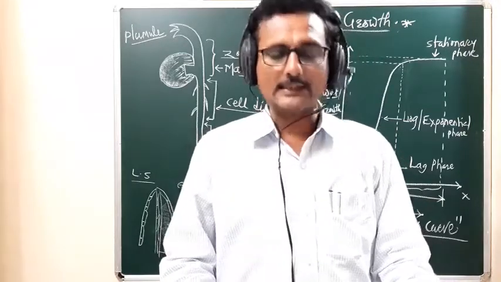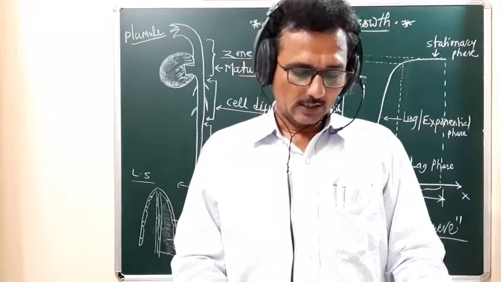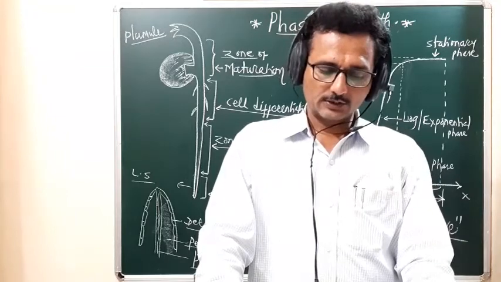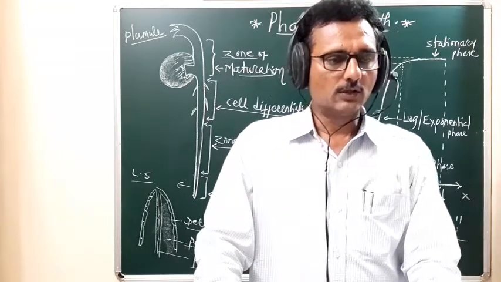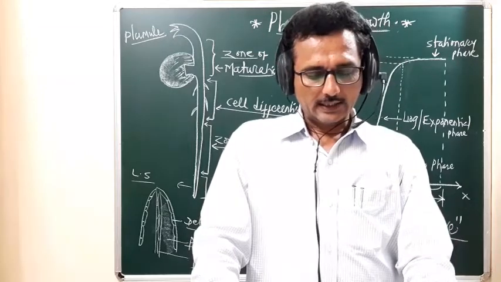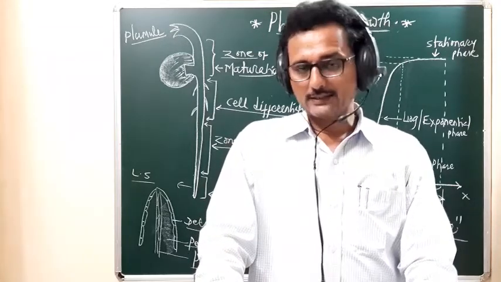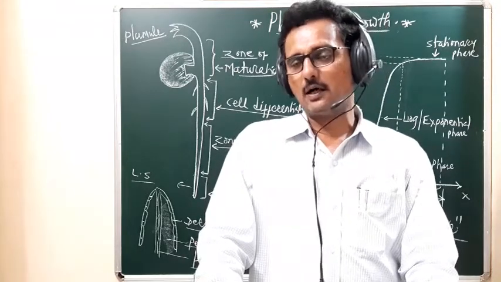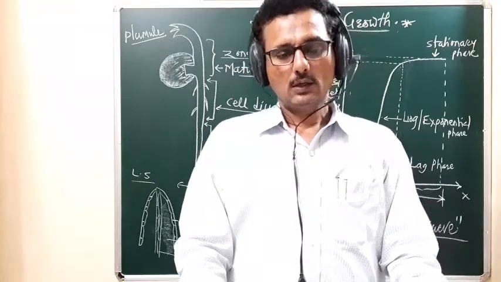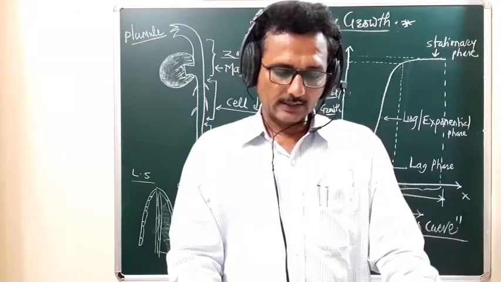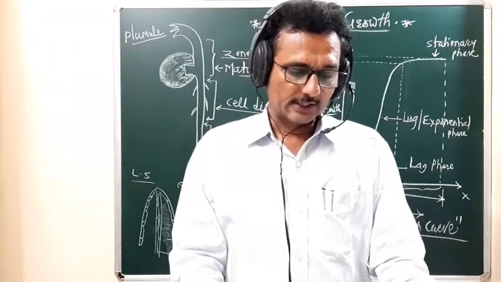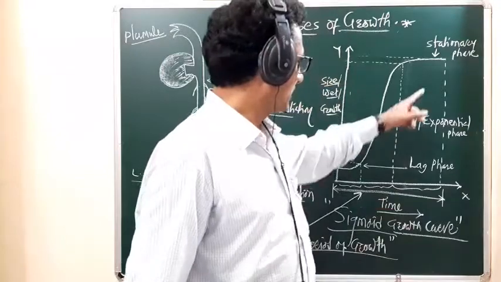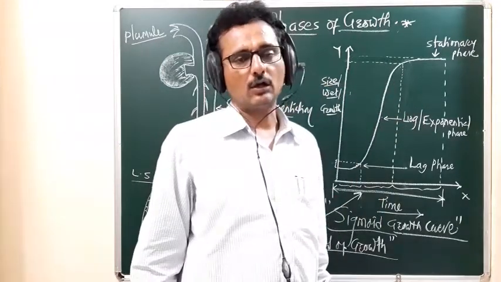Then see the last question, question number 105. The growth curve is: the first option, different for different organisms; second option, same for all organisms; third option, absent in some organisms; fourth option, any one of the above. So what is the correct answer? The growth curve is the same for all organisms. So remember, student, such a type of sigmoid growth curve is seen in all organisms.